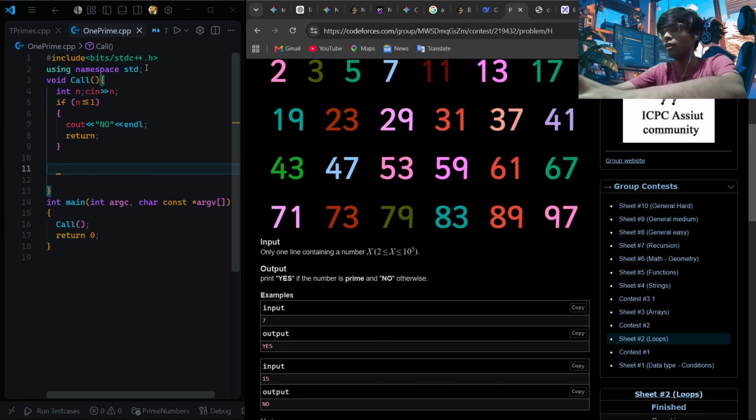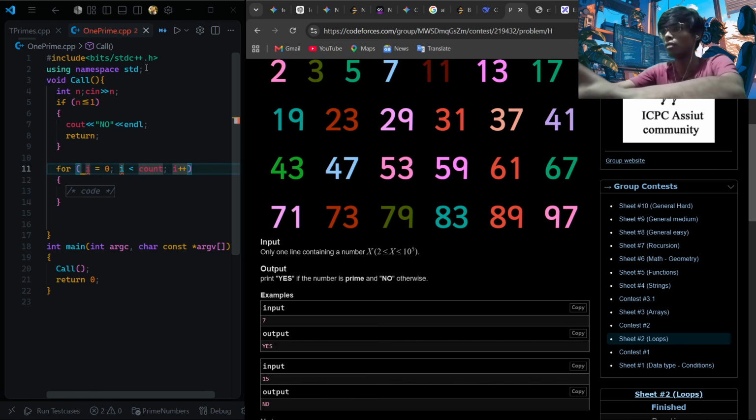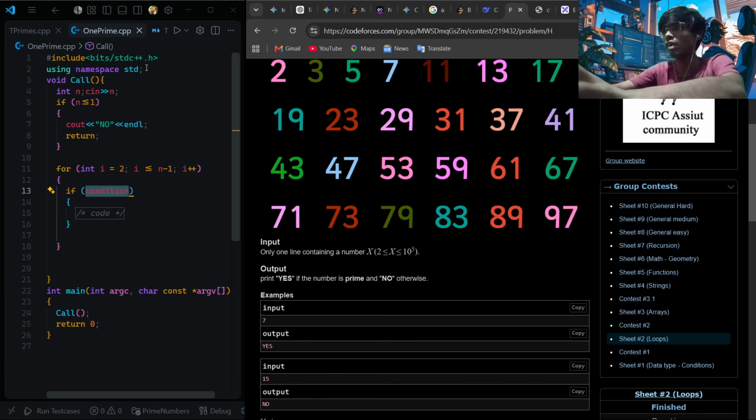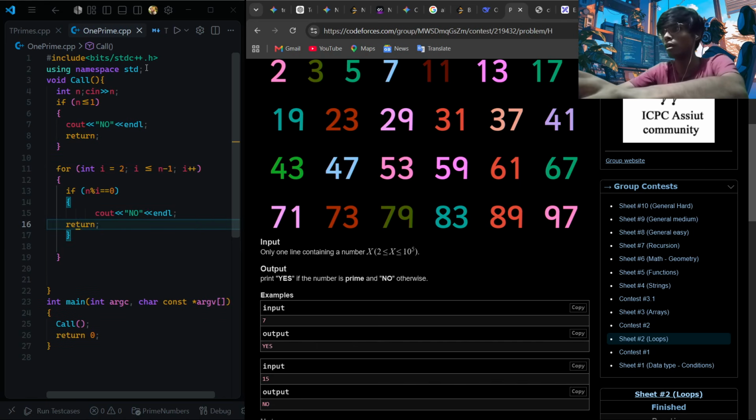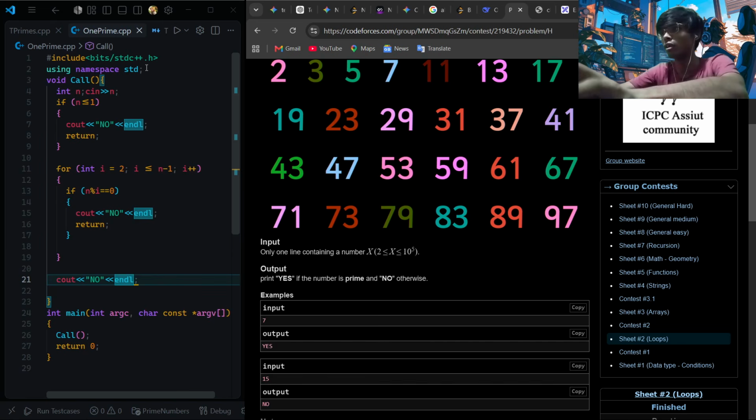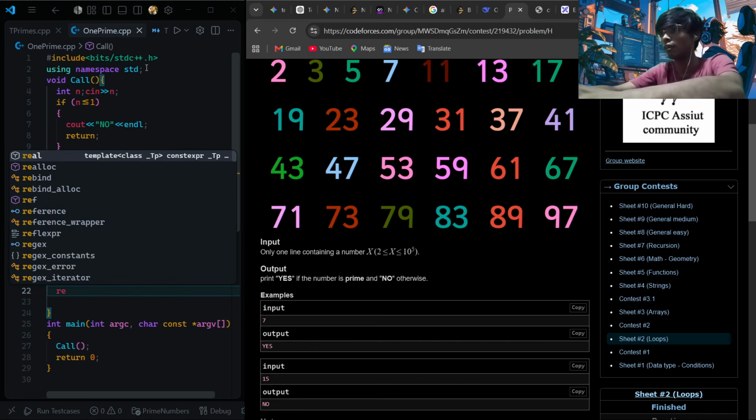Otherwise, I will start the loop from 2 and go till n minus 1. Now I will check if n modulus i is equal to 0. If this is equal to 0, what does it mean? This number is a composite number, not a prime number. So I will simply print no and return. And otherwise, I will print that this is a prime number. So for a prime number, I have to print yes here, and I will return.